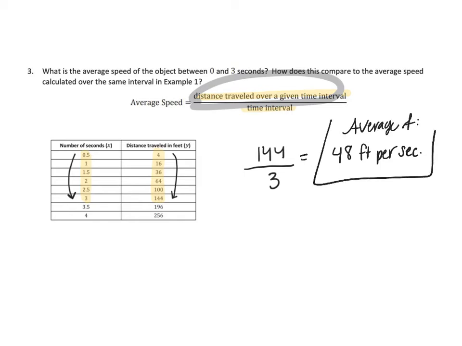So this object travels an average of 48 feet per second. Does it actually travel 48 feet in every second? No, because if I look at 1 second, that's not 48. If I look at 2 seconds, that's not doubled, 48 doubled, what would it be, 96? So that's not the constant rate. This is just the average rate. Very different, okay? Make sure you have this down. We'll move to number 4.